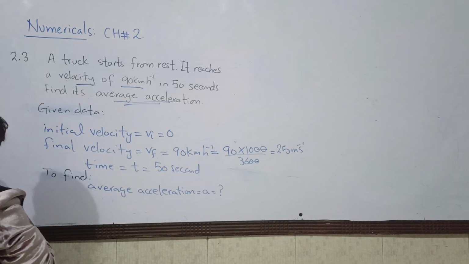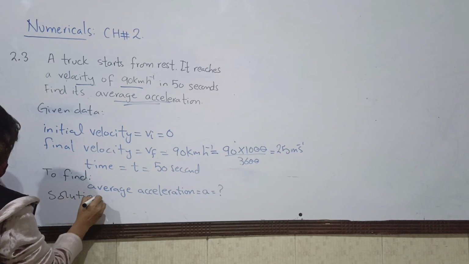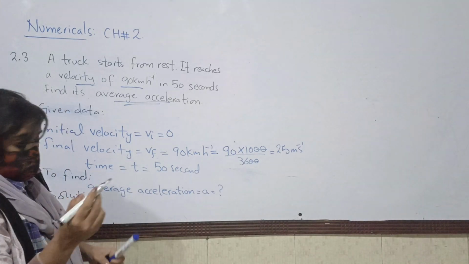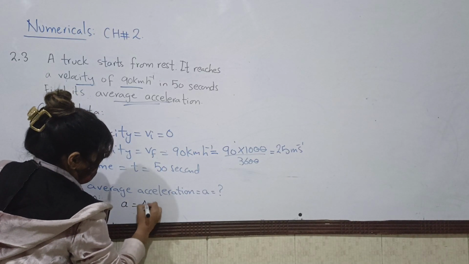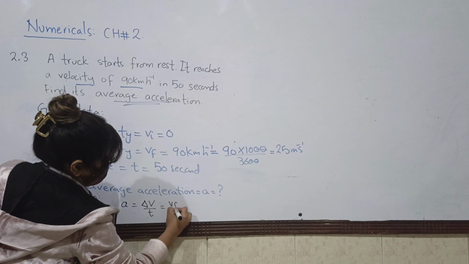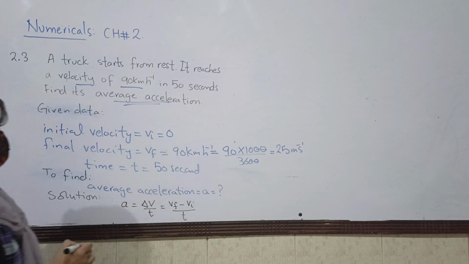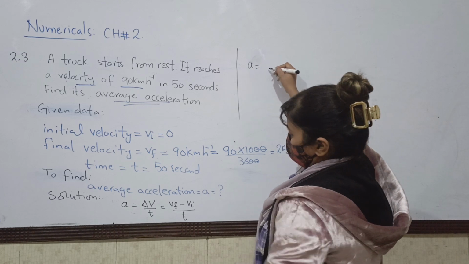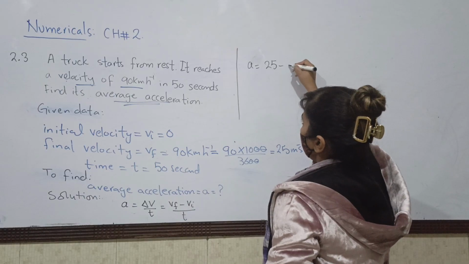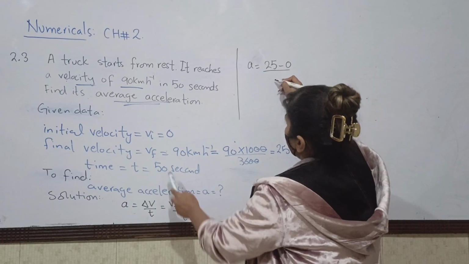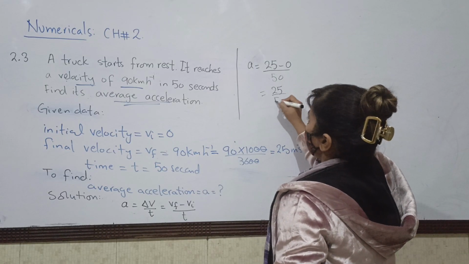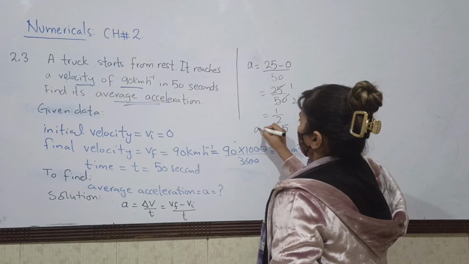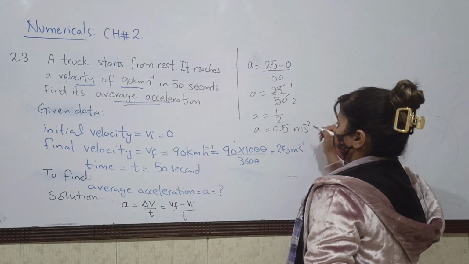Now find the solution. So we have acceleration, velocity and time. Acceleration is the rate of change of velocity. We can write this as a is equal to Vf minus Vi over t. So now we will put the values. We have Vf is 25 and initial velocity was 0 and time is 50 seconds. So 25 over 50. 25 ones are 25, 25 twos are 50, so 1 by 2, and 1 by 2 is equal to 0.5. So the acceleration unit is meter per second square.